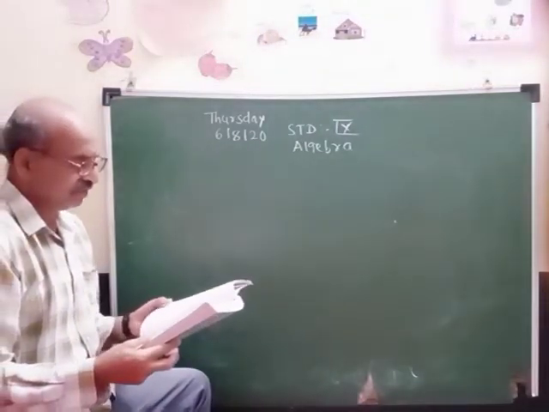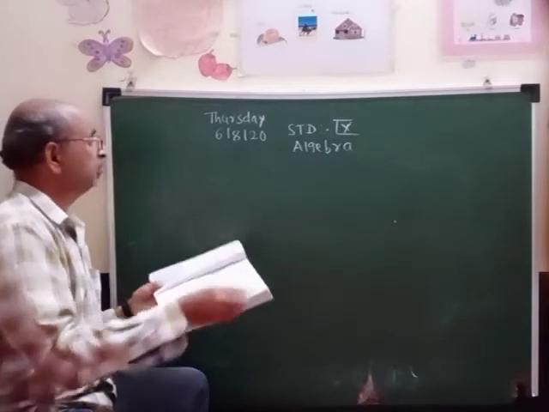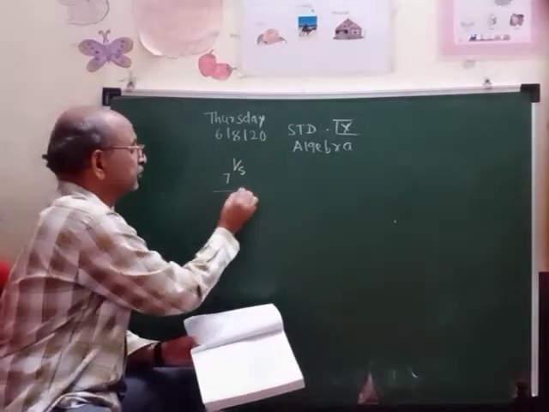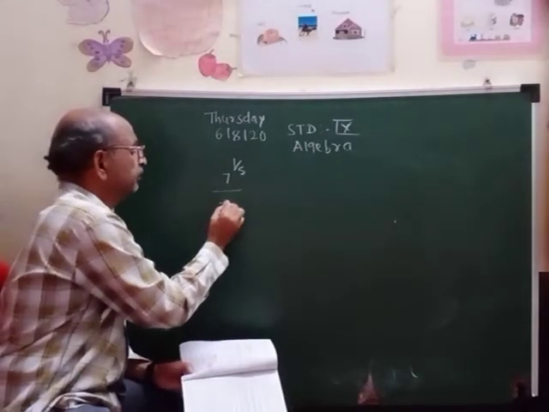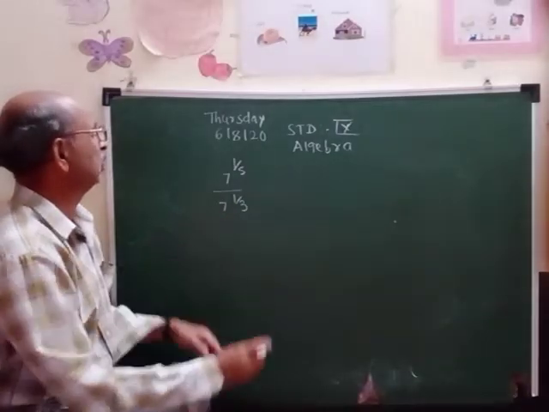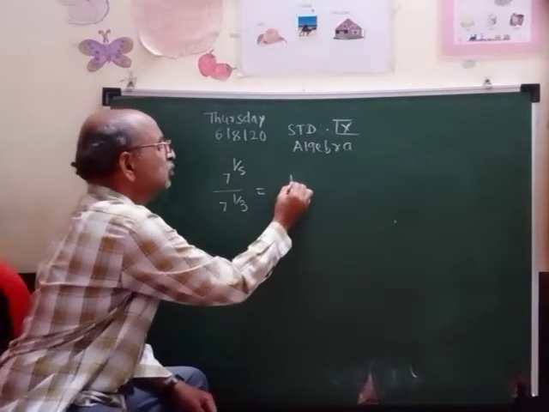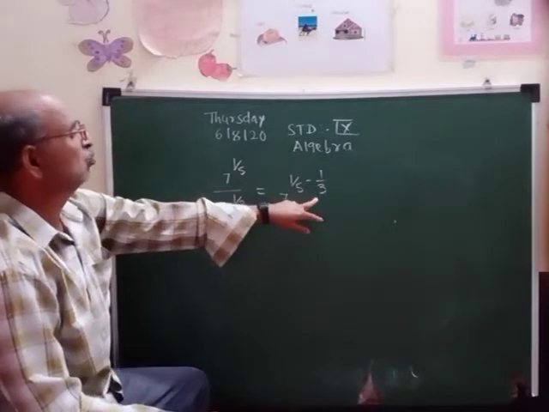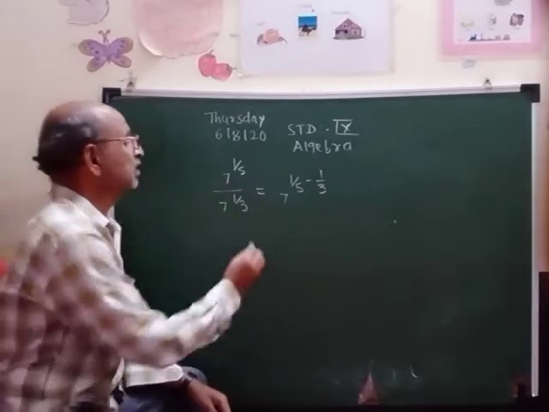The second example is 7 raised to 1 upon 5 divided by 7 raised to 1 upon 3. Now here the base is same, so indices are subtracted. So 7 raised to 1 upon 5 minus 1 upon 3. Because the base is same and we are doing division, the indices are subtracted.